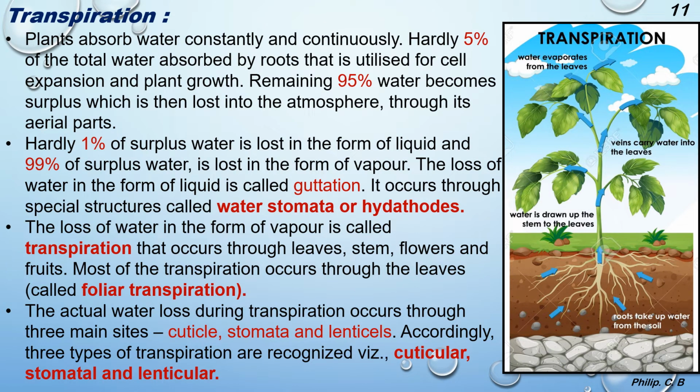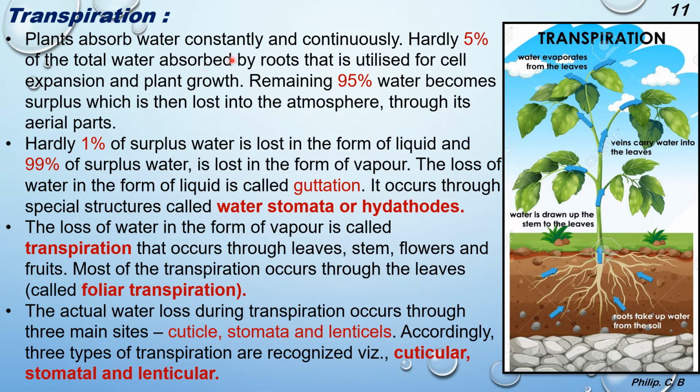Coming to the next part of the chapter, it is transpiration. Until now you have been seeing the transpiration process taking place through the stomata. Here you can see the image showing the water which is taken up from the soil, moves from the root through the stem, from the stem towards the upper part, that is the leaf region, and from the leaf the water evaporates by the transpirational process.